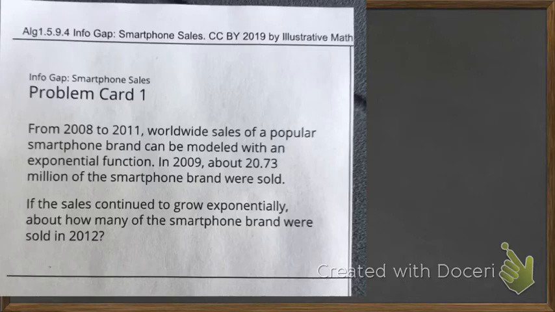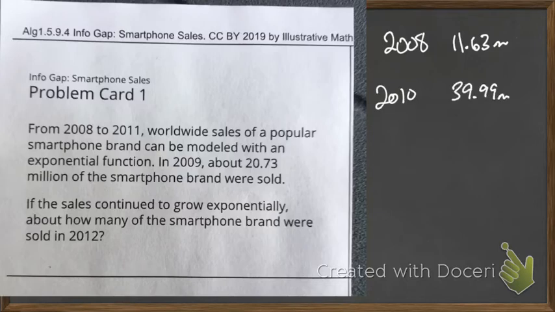Okay, so I'm going to say, in 2008, 11.63 million. And I'll give you the other in case you want it. 2010, 39.99 million. You've got enough information. Get after it. So, I chose to use my reference years as 2008 and 2009, because they're just smaller numbers.